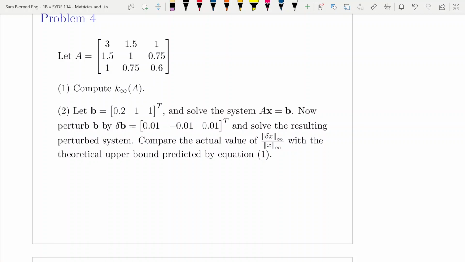That means if you perturb the b value a little bit, you're going to get a whole new x, which is very different from the original system. That is caused by the fact that matrix A is singular.